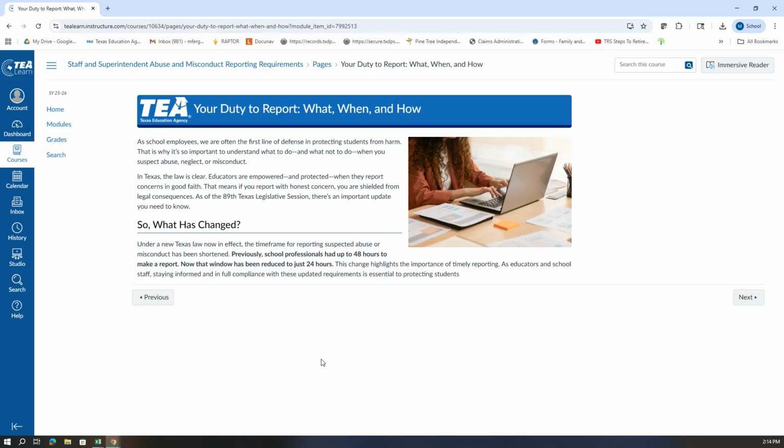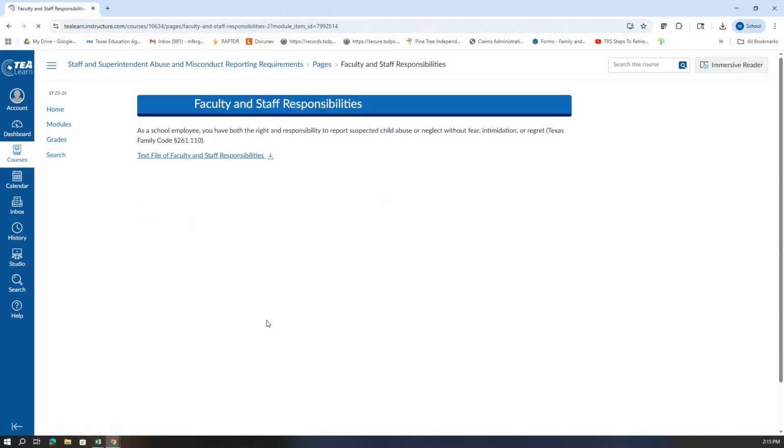As of the 89th Texas legislative session, there's an important update you need to know. Under this new Texas law, now in effect, the time frame for reporting suspected abuse or misconduct has been shortened. Previously, school professionals had up to 48 hours to make a report. Now that window has been reduced to just 24 hours. This change highlights the importance of timely reporting, as educators and school staff staying informed and in full compliance with these updated requirements is essential in protecting students.